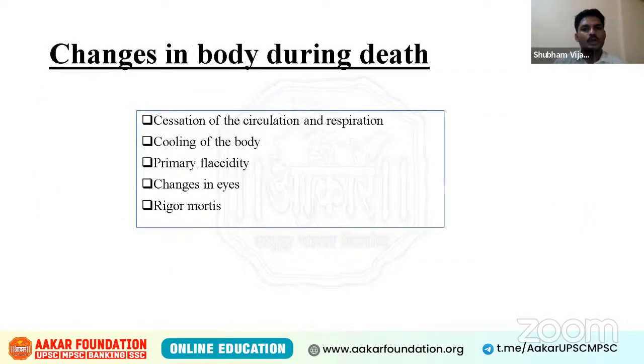Now, changes in the body during death. First we saw lightning stroke, later we saw drowning, but now we are seeing normal death. Normally death happens not by any type of accident. In this death, what changes will happen inside the body? There is a cessation of circulation and respiration. Definitely because of this the animal dies. Cooling of the body, the temperature will go down. Primary flaccidity, muscles won't be that tonic. Changes in the eyes. And rigor mortis will start happening.